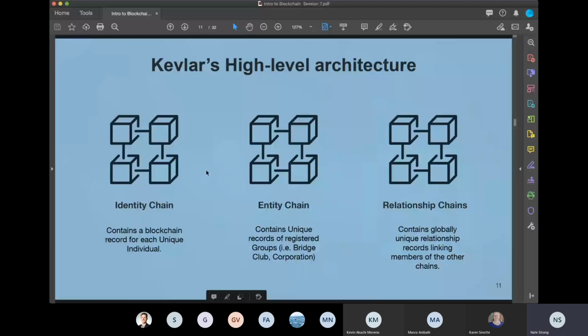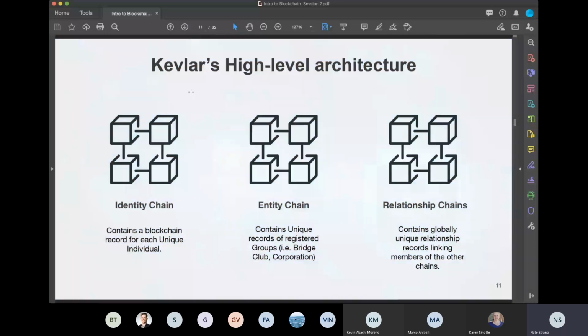So I want to show you guys an example of the types of records that we might see on each of these chains. And then we're going to look at some examples of the different types of relationships that we might see in the Kevlar environment.